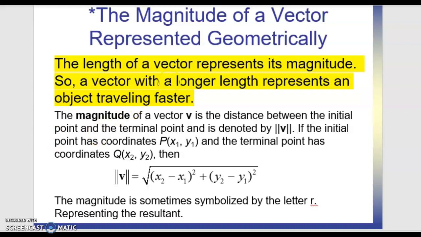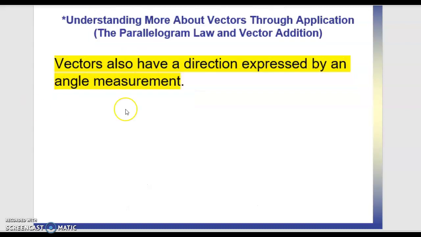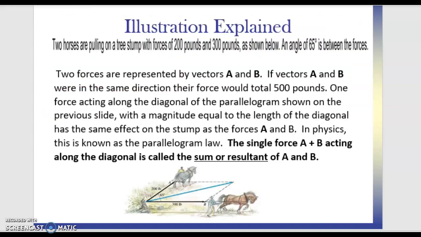The length of a vector represents its magnitude. So, for example, a vector with a longer length represents an object traveling faster. Vectors also have a direction, expressed by an angle measurement. Using an illustration to deepen our understanding of vectors.